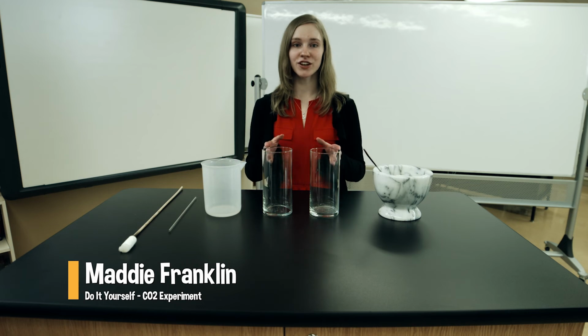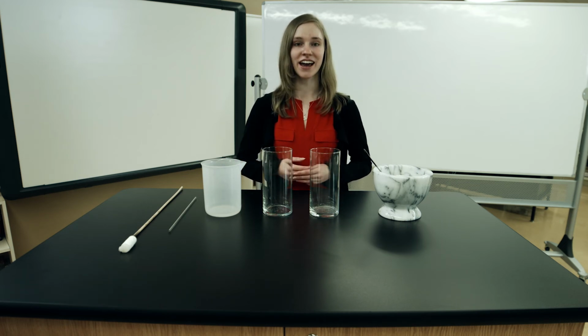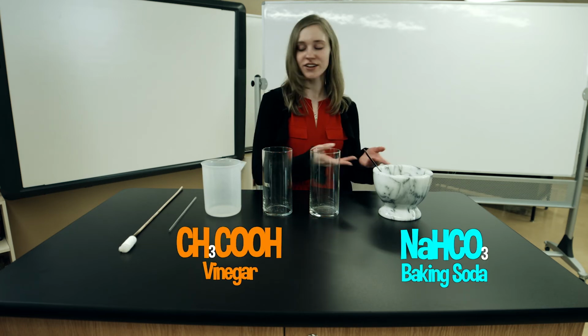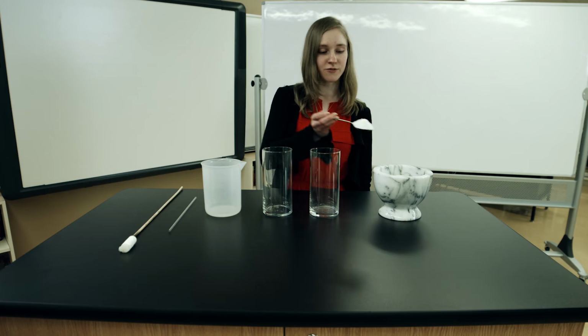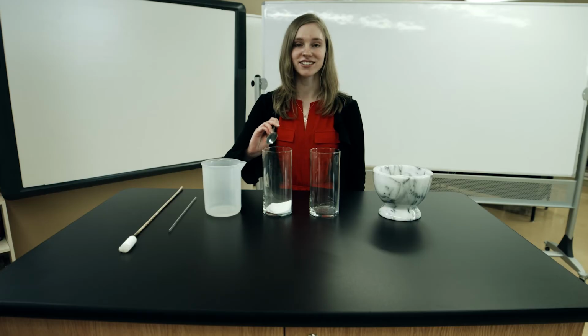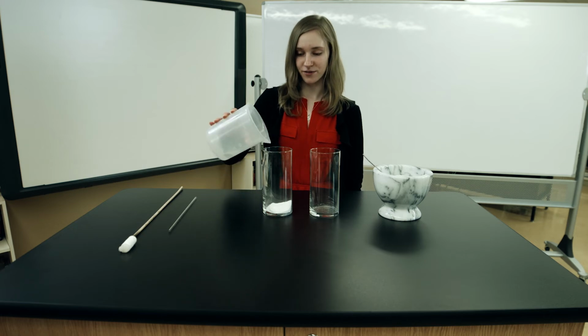Now, I'm going to show you how to do a fun DIY experiment that you can try at home. We've discussed the combustion triangle, and so this experiment is going to demonstrate what happens when one of the three parts of the combustion triangle is not there. Now we have baking soda and vinegar. I'm going to put 1 tablespoon of baking soda into this container here. I'm also going to pour 50 milliliters of vinegar in as well.